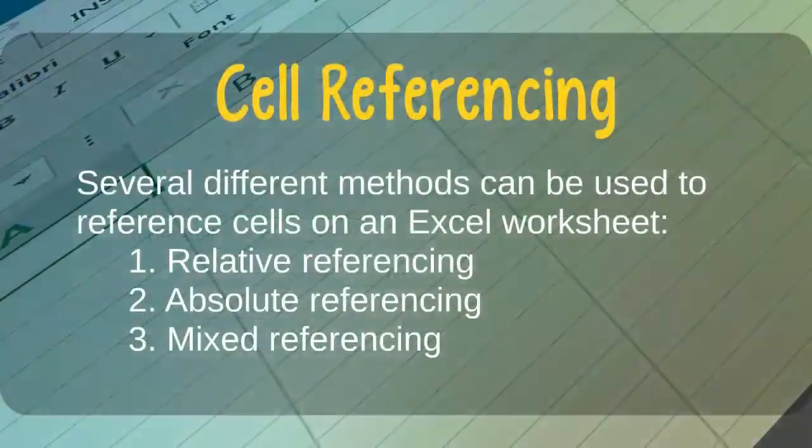Now that we're familiar with relative and absolute cell referencing, we can take a look at mixed cell referencing. When we use mixed cell referencing, we are telling Excel to either hold the column letters constant but automatically update the row numbers when we copy and paste cells, or to hold the row numbers constant but automatically update the column letters when we copy and paste cells.